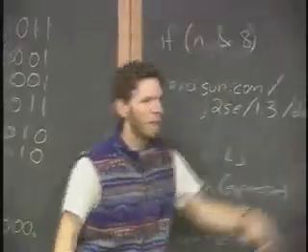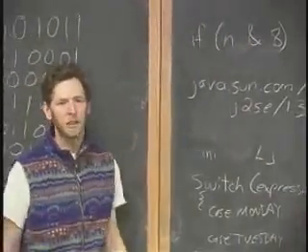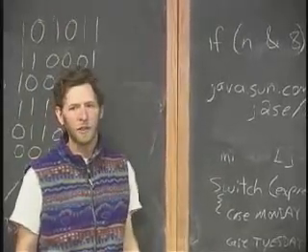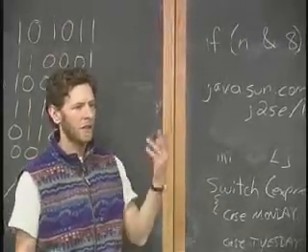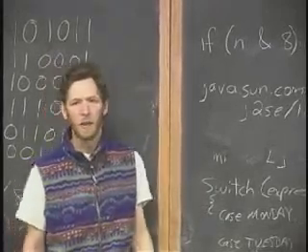If you go down to API, it will give you 3 frames, one of which has a list of every standardized class that's part of Java. And then you can click on a class and it will show you all the public methods and give you documentation on them and so on.